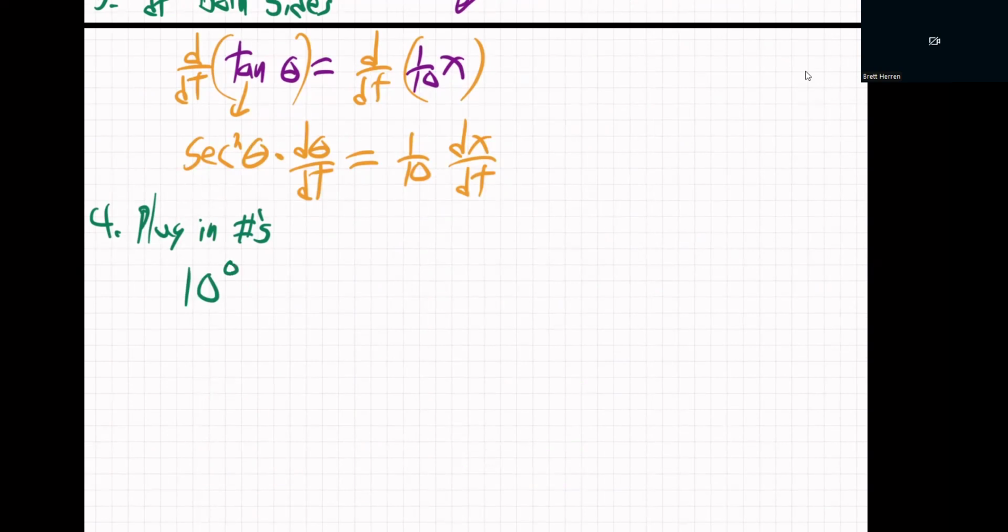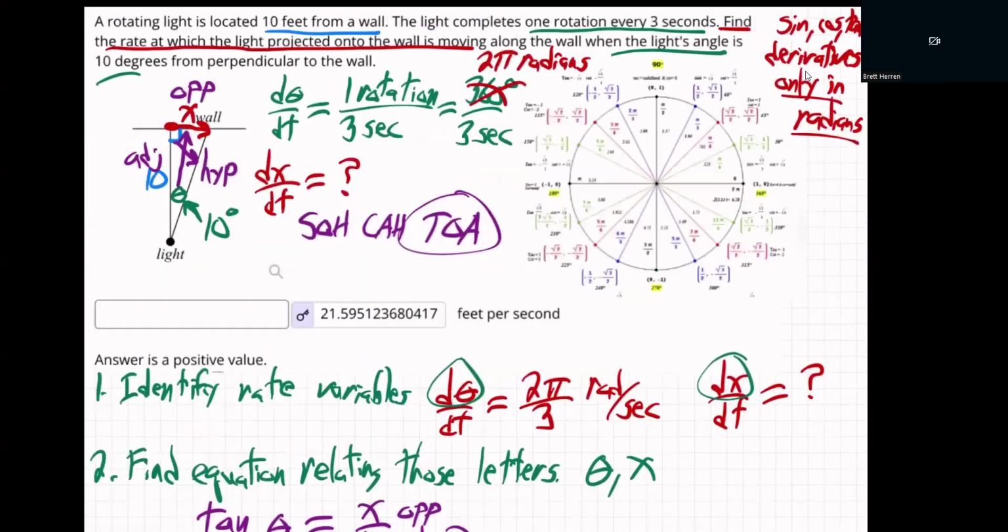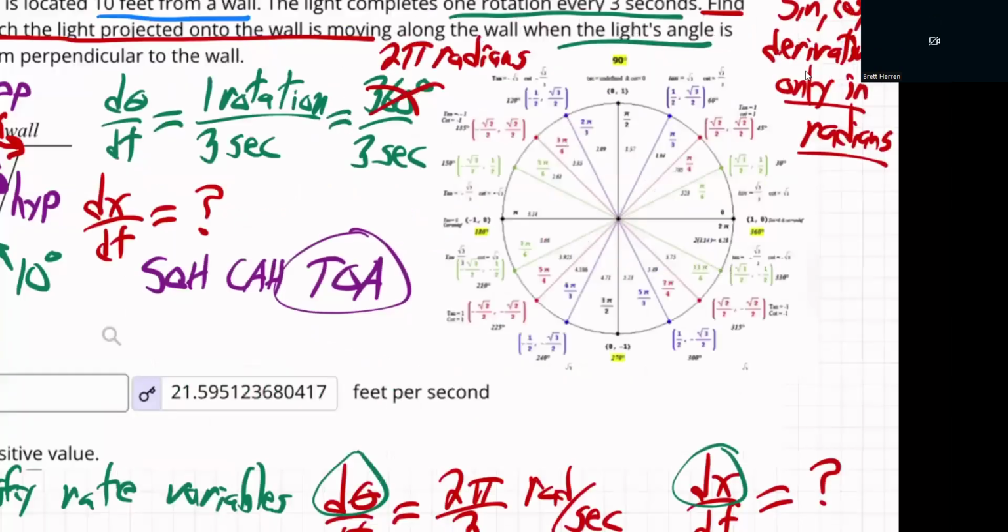Well, 10 degrees. Do you remember how to, can you put this over one? Whenever you want to convert units, here's how you convert units. You put that over one just to make it look like a fraction. It's 10 degrees over one. And now you want to convert. Well, how do you convert? Remember this from trigonometry between radians and degrees?